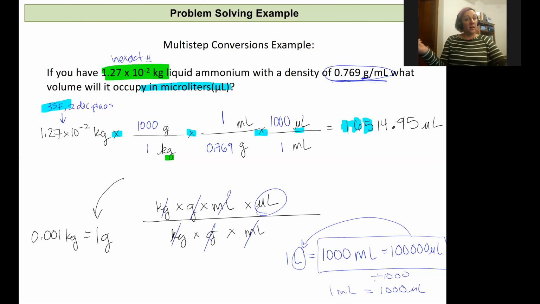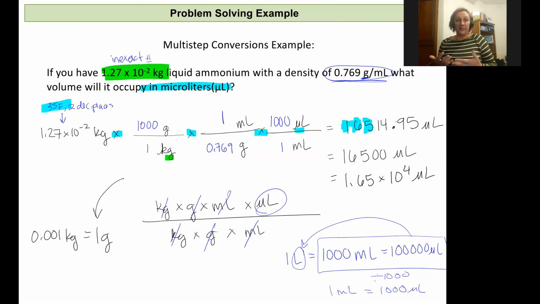So I can write this in a couple ways. I can write this as 16500 microliters using zeros as placeholders, or I could use scientific notation, 1.65 times 10 to the 4th microliters. And both of these answers would be acceptable.